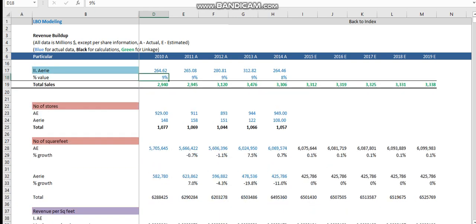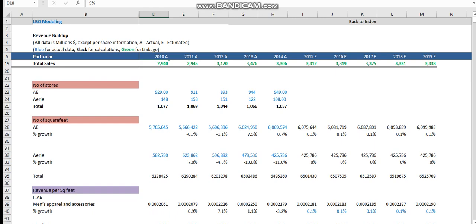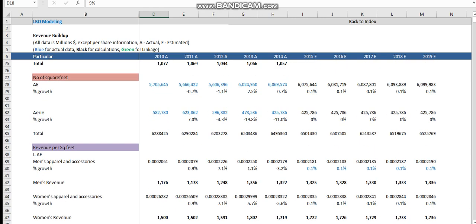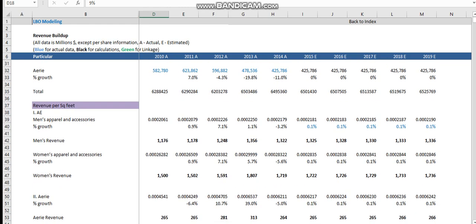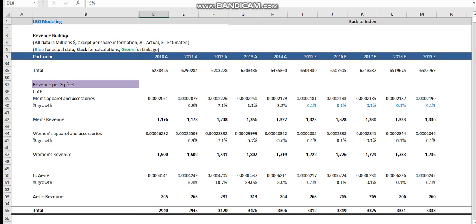Then we have the number of stores. Let's say A has this number of stores, then Aries has this number of stores. Then we have the number of square feet. This is the total number of square feet in the particular company. Then this is Aries, the total number of square feet in this. Then we have the revenue per square feet. A is the men's apparel with the accessories. Let's say these are the numbers.